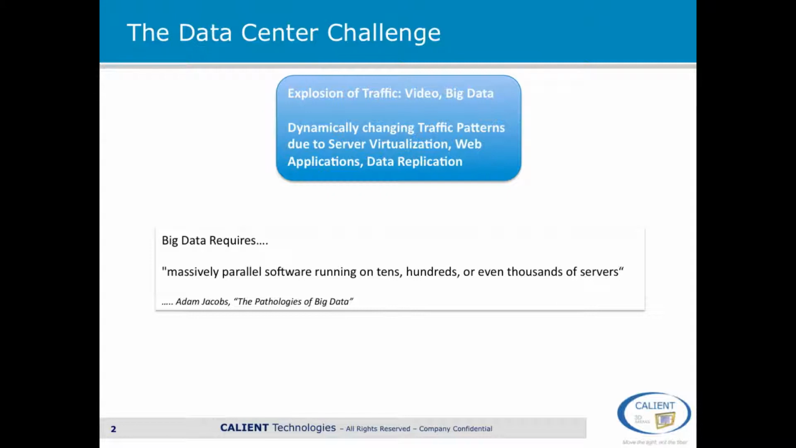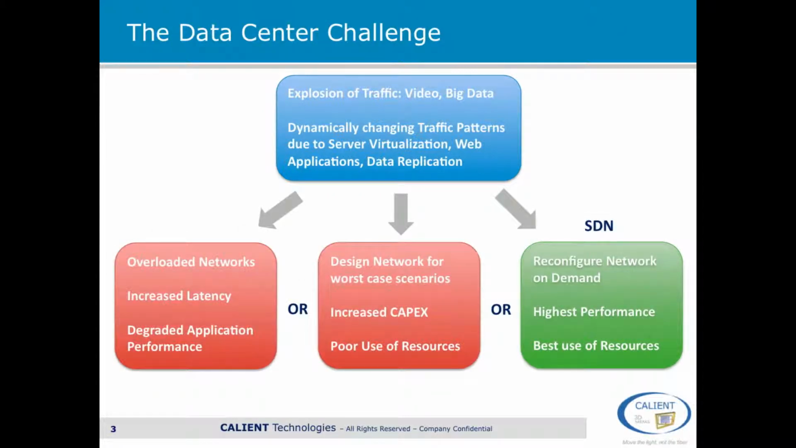In large data centers, there are some significant challenges. First of all, there's an explosion of traffic resulting from a number of sources, especially video, mobile data, and big data, and much of this is sourced from data centers. These effects, together with server virtualization, web applications, and the need to replicate vast amounts of data internally and between data centers, has led to large, dynamically changing traffic patterns and flows. The immediate result of this is an overloading of networks, and this causes increased latency and ultimately leads to degraded application performance.